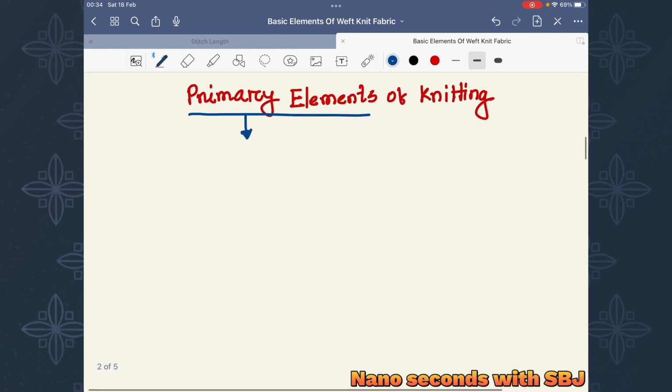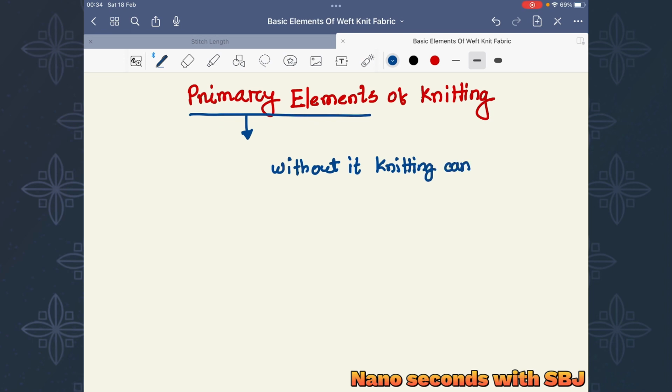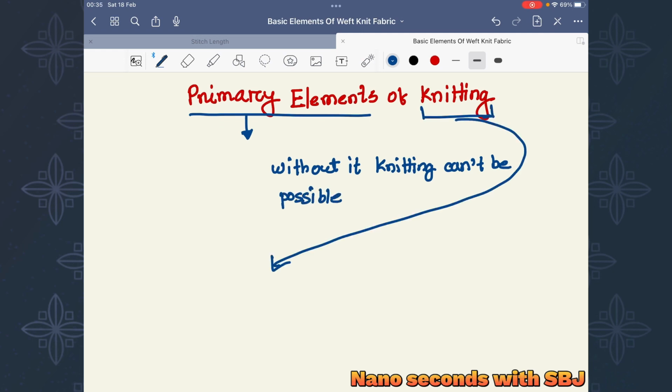If we want to elaborate this word, primary elements, then we can write: without it, knitting cannot be possible. So whenever we talk about the primary elements of knitting, it means we are talking about weft knitting.